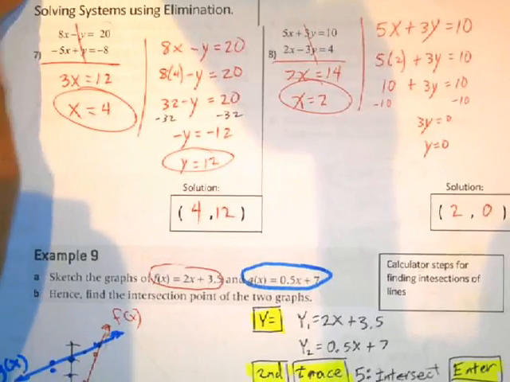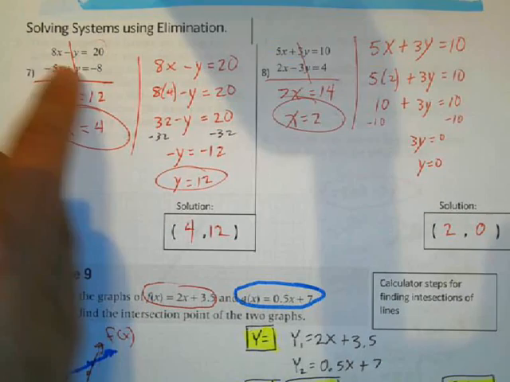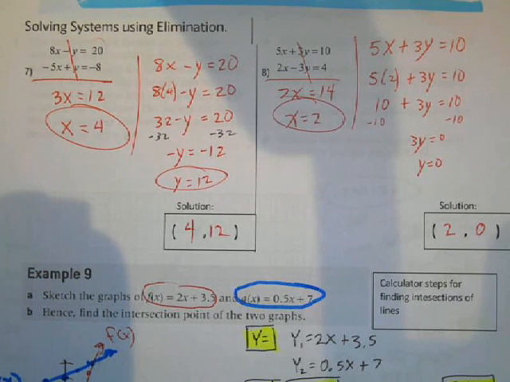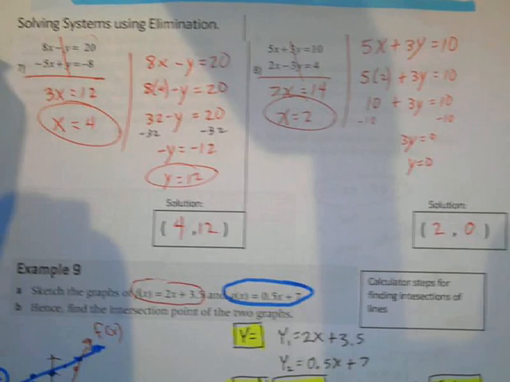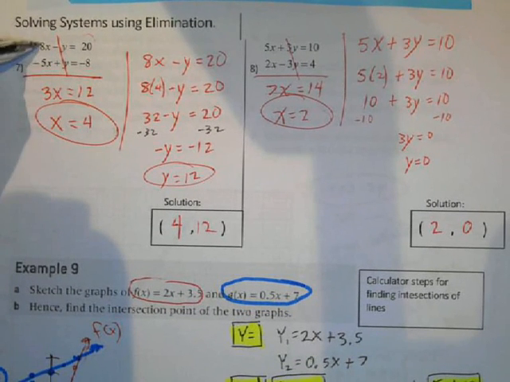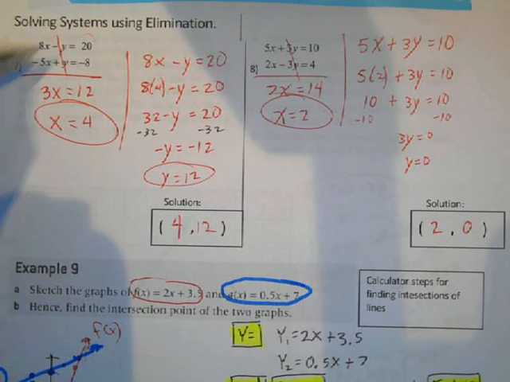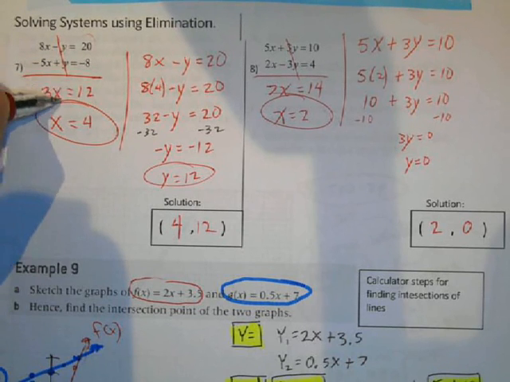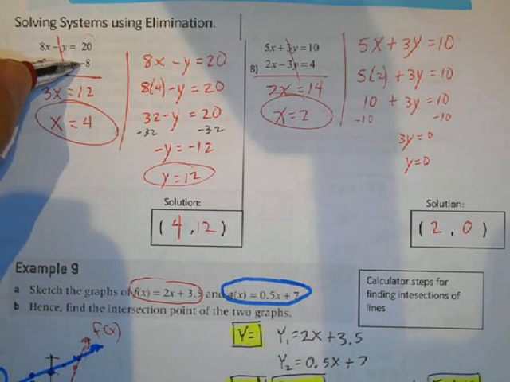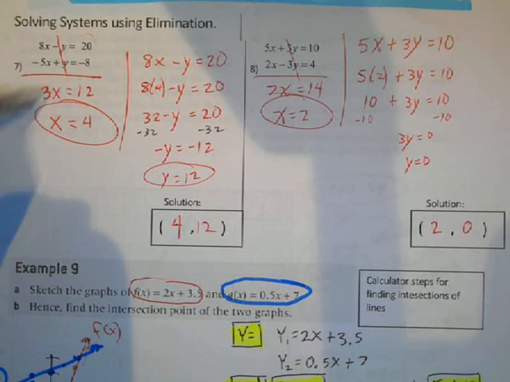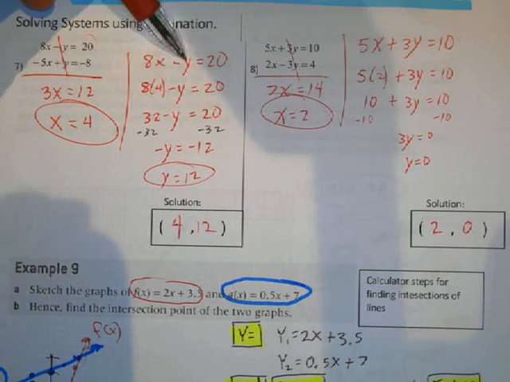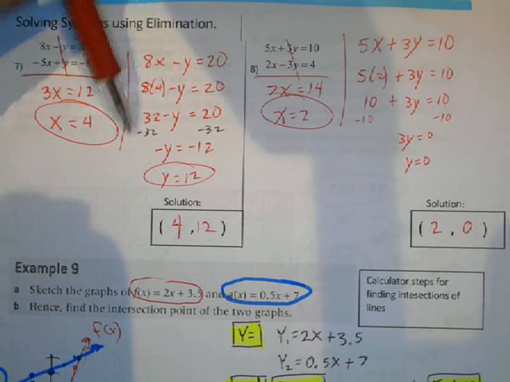But before we go over the calculator steps, we're going to solve these by using elimination. And some of you may have forgotten how to do elimination. When you have elimination, you just add the columns together. 8x minus 5x gives me 3x. -y plus y, it's going to go away. 20 minus 8 is going to give me 12. And then I have x is 4, and I plug 4 into one of these equations. I just chose the top equation, so 8 times 4 minus y equals 20, and then I solve for y.